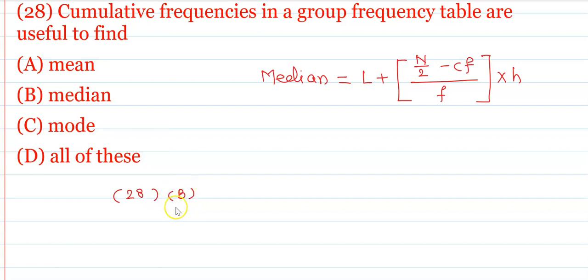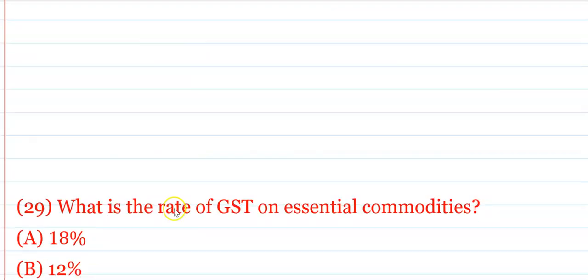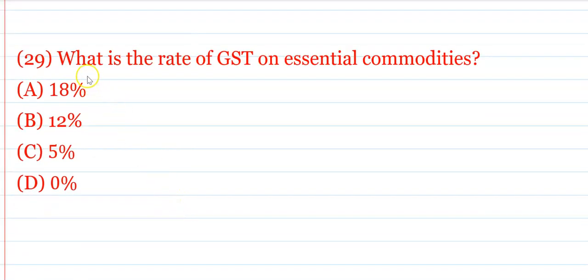Okay. Now the next. What is the rate of GST on essential commodities? The rate of GST on essential commodities is 0%. Therefore, sub question 29, and its answer is D. Okay, on essential commodities, how much GST is there? It is 0. Therefore, the option D is the correct one.